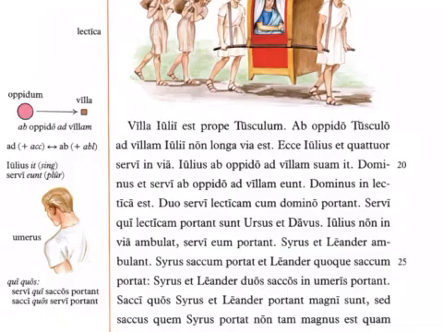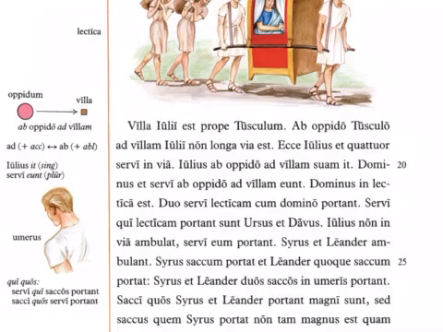Okay. Julius ab opido ad villam suam it. Now, it is a new verb that means goes. Julius goes from the town, ab opido, to his villa, ad villam suam. Dominus et servi ab opido ad villam eunt. The master and the slaves go from the town to the villa. Dominus in lectica est. The master is in his litter, or sedan chair. That's what lectica is. Duo servi lecticam cum domino portant. 2 slaves carry the litter with their master.